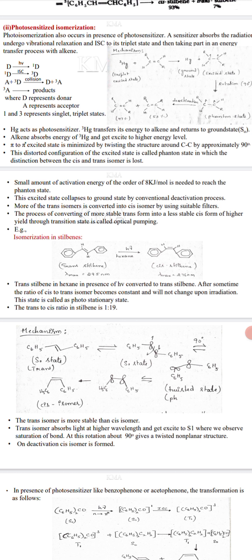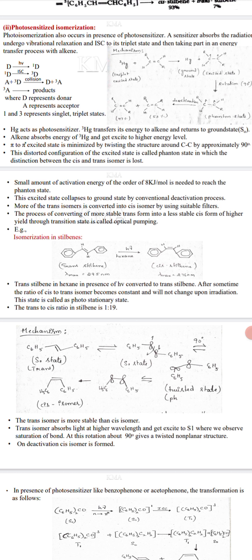So more of trans isomer is converted into cis isomer by using suitable filters. The process of converting the more stable trans form into a less stable cis form of higher yield through transition state is called optical pumping.